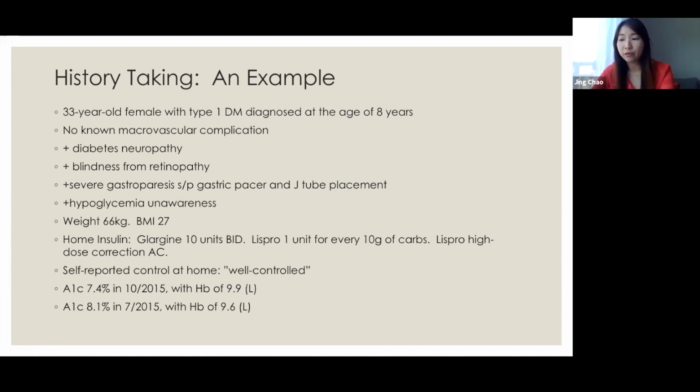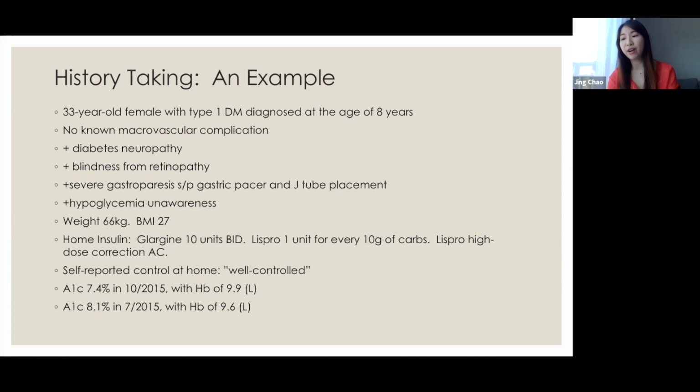And her home insulin regimen makes absolutely no sense. Why is that? Her basal insulin is 20 units a day. So 10 units twice a day equals 20 units once a day. So 20 units a day is equal to 0.3 units per kilogram of body weight. Will a type 1 patient need this much basal insulin? I guess it's possible, but this certainly is on the higher end for someone with type 1 diabetes.